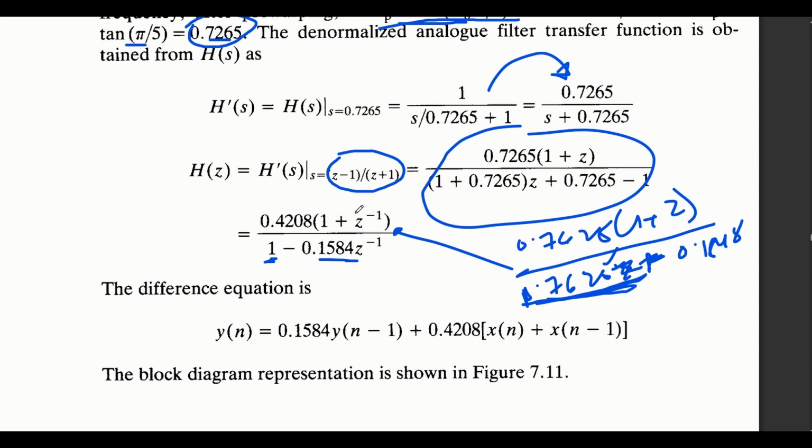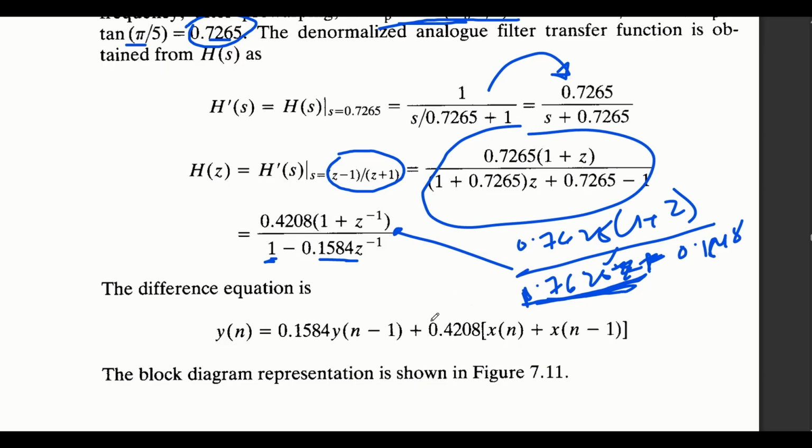On arriving at this final expression, you have a numerator, and the numerator will be your x of n's, the denominator will be your y of n's. So you had minus 0.1584 z minus 1 at the denominator. You know that to be y of n minus 1 because the power of z is minus 1. So positive 0.1584, because I said you negate the denominator coefficient, and the numerator was 0.4028 multiplying 1 plus 0 z to the power minus 1.